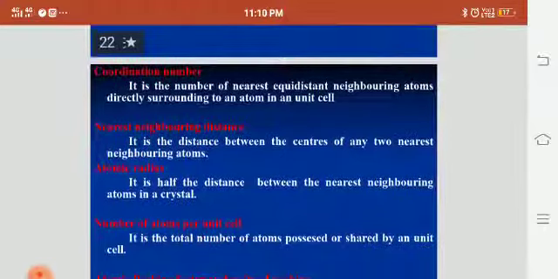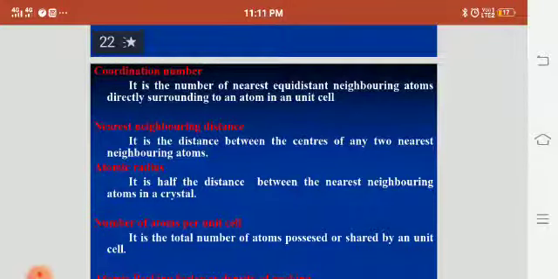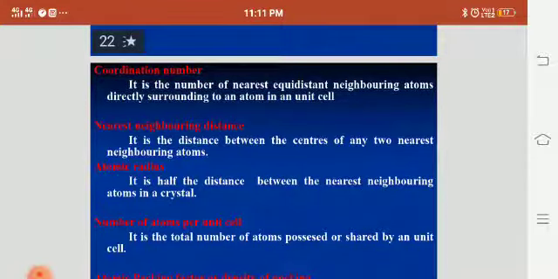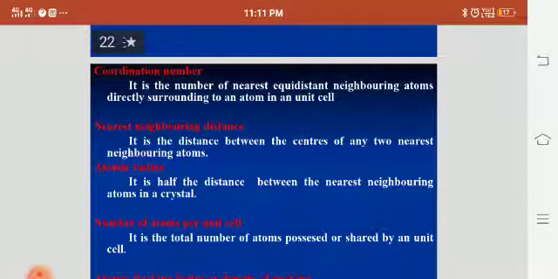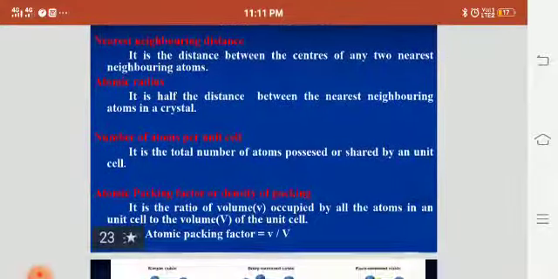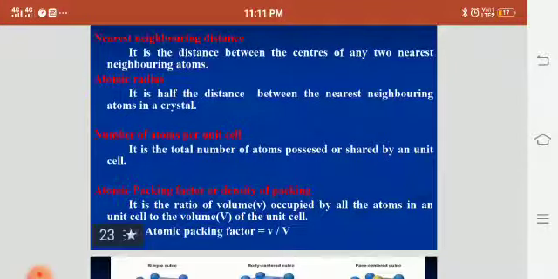First, coordination number. It is the number of nearest equidistant neighboring atoms directly surrounding an atom in a unit cell. Then, nearest neighboring distance. It is the distance between the centers of any two nearest neighboring atoms. Atomic radius is half of the distance between the nearest neighboring atoms in a crystal. Then we have number of atoms per unit cell. It is the total number of atoms possessed or shared by a unit cell.